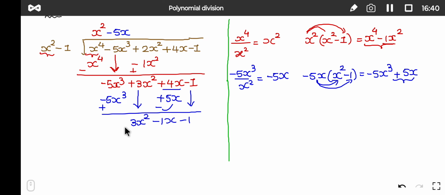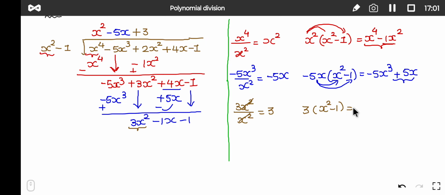Now follow the same step. The first term we have is 3x square divided by, in the divisor we have the first term x square, so x square and x square will get cancelled, so plus 3 will remain. Okay, so in the quotient the next term will be plus 3. Now multiply this 3 with the divisor, which is x square minus 1. So if we multiply 3 inside, we will get 3 into x square, which is 3x square, then 3 into minus 1, which is minus 3.